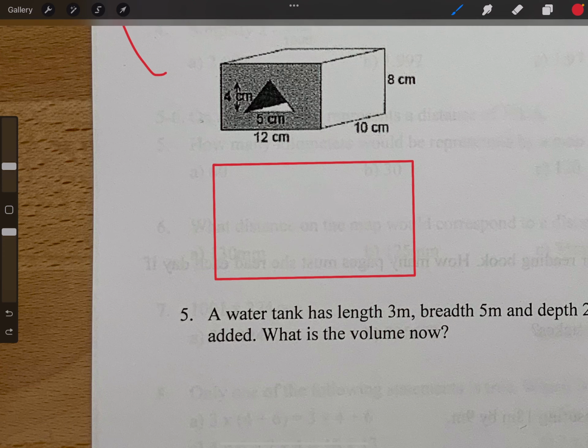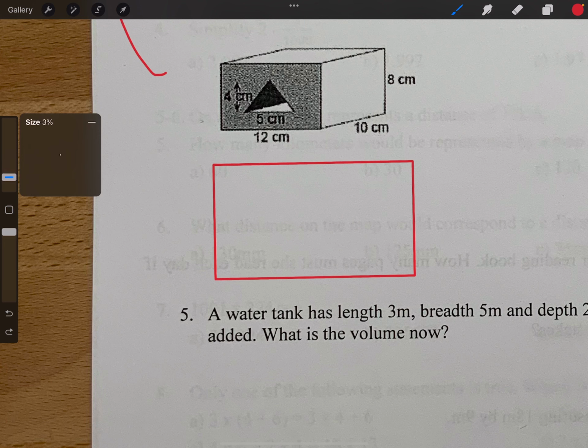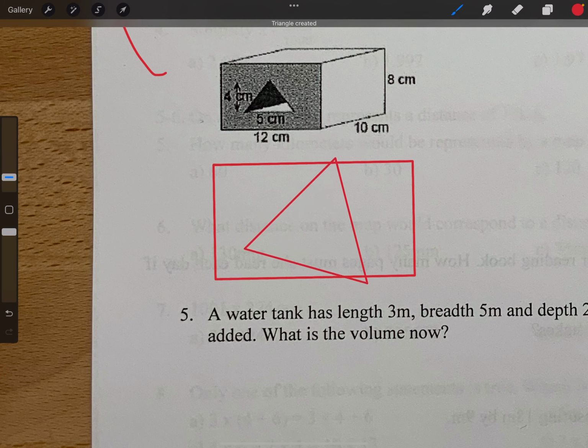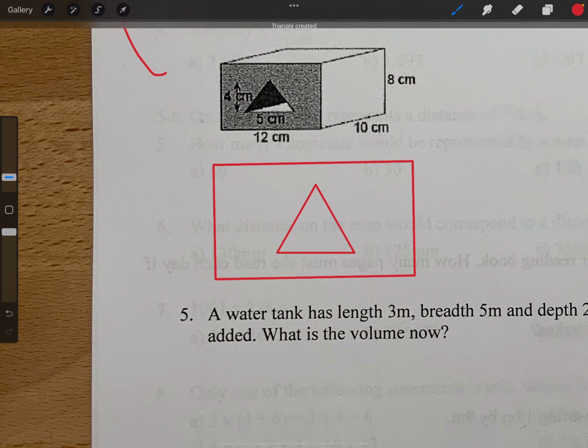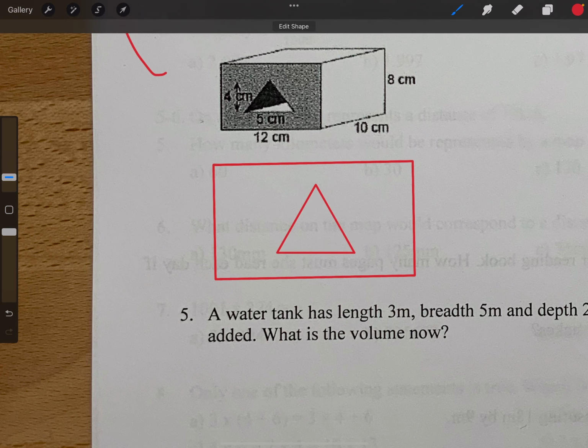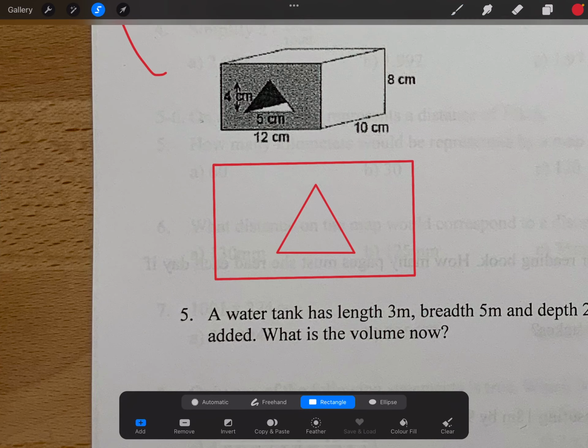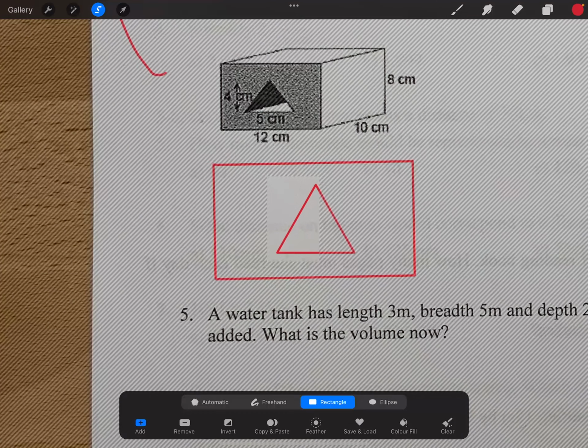Oops. Let's try that again. Oh, nope. Okay, back to 3. Okay. Something like that. And this is, well, let me just move that a bit. Not it, not it.